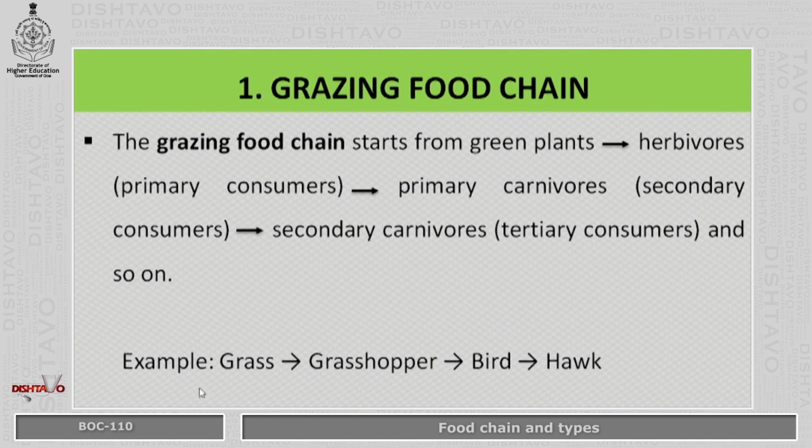So let us take an example of grazing food chain. We have grass, which represents the producer. This grass is in turn consumed by the grasshopper, which represents the herbivore or primary consumer. Grasshopper is in turn eaten by the birds, which represent the primary carnivore or secondary consumer. And birds are in turn eaten by the hawk. Hawk is a bird which represents the tertiary consumer.